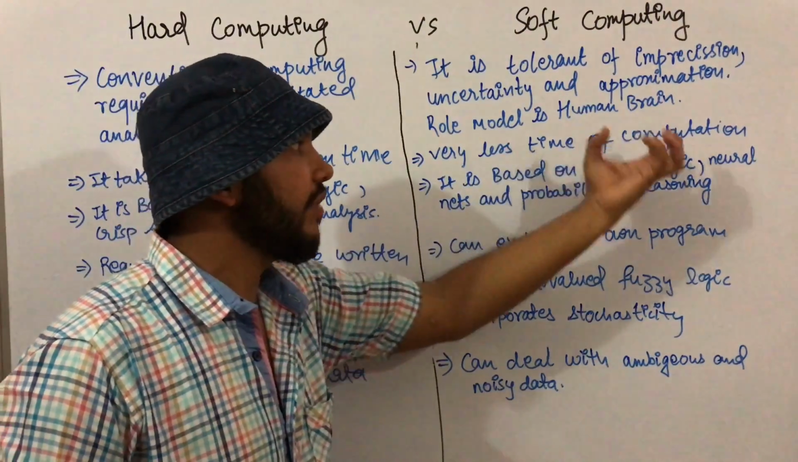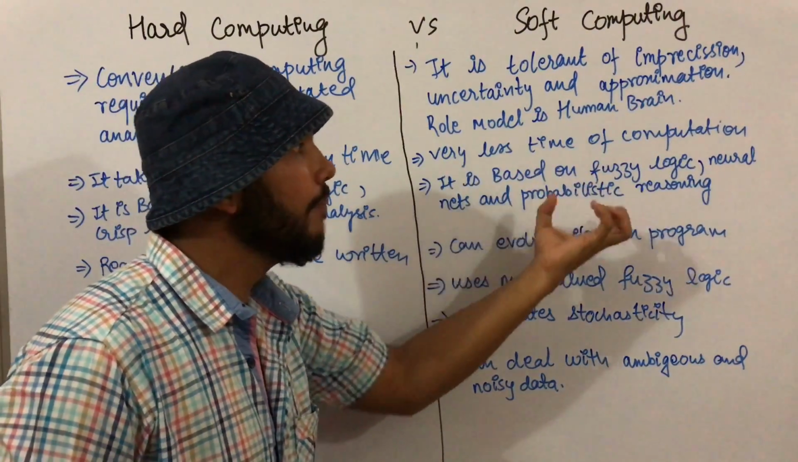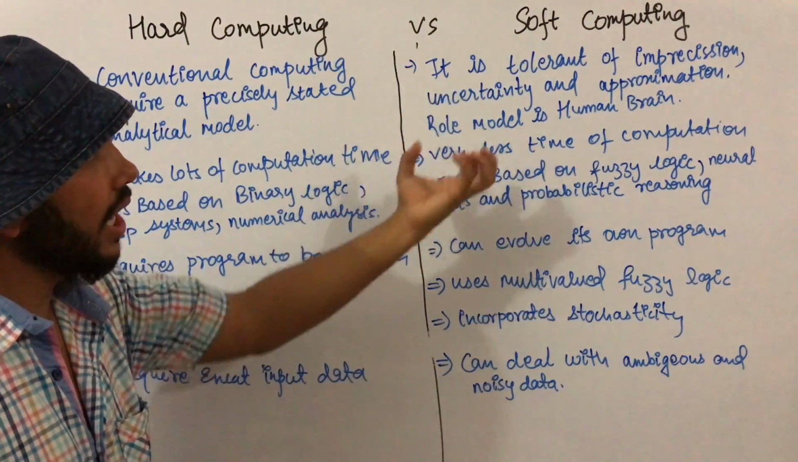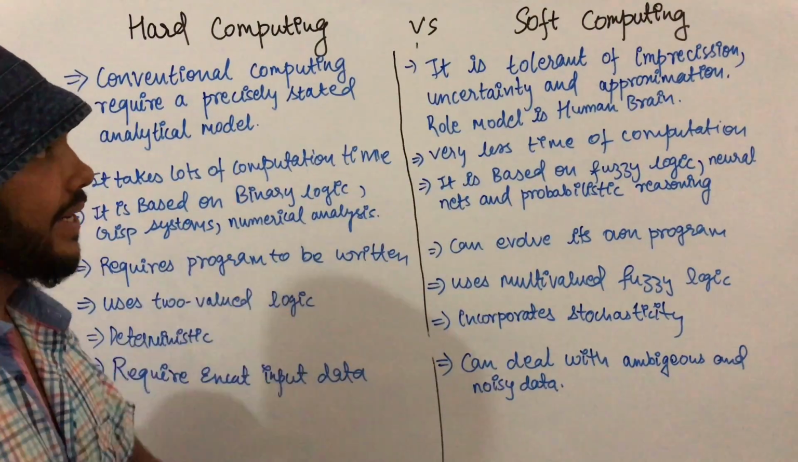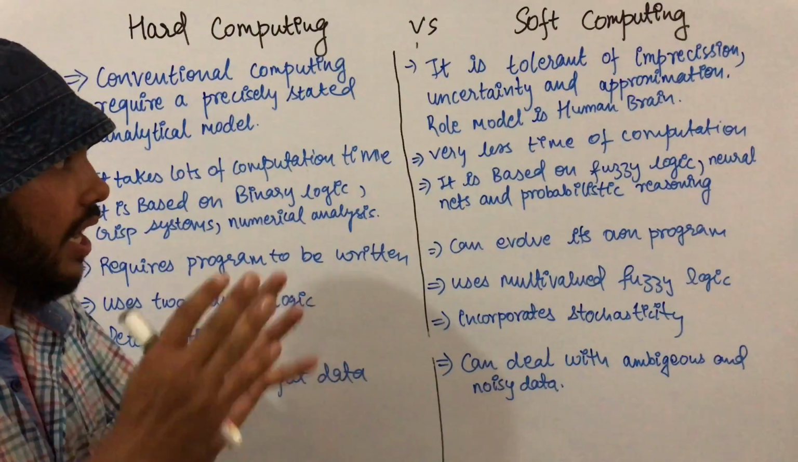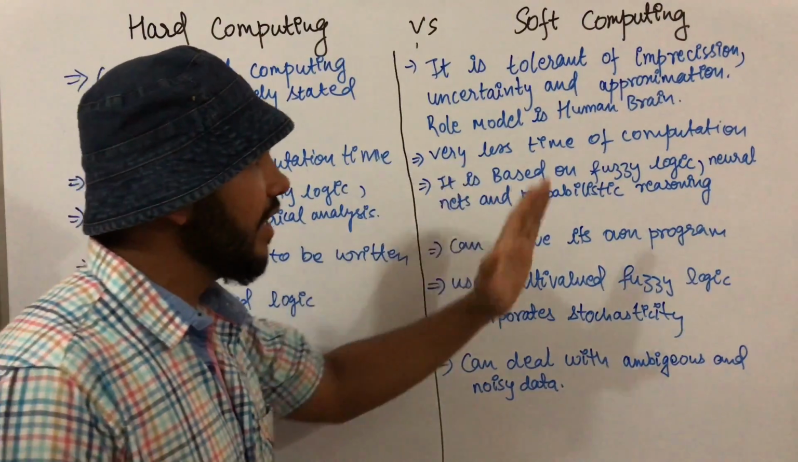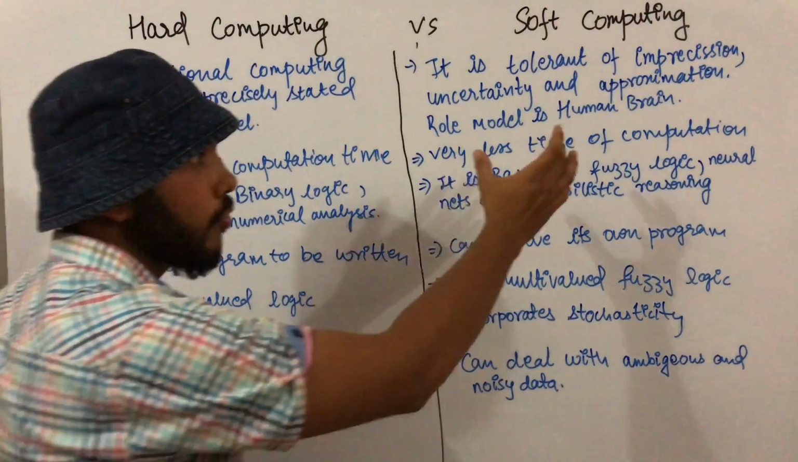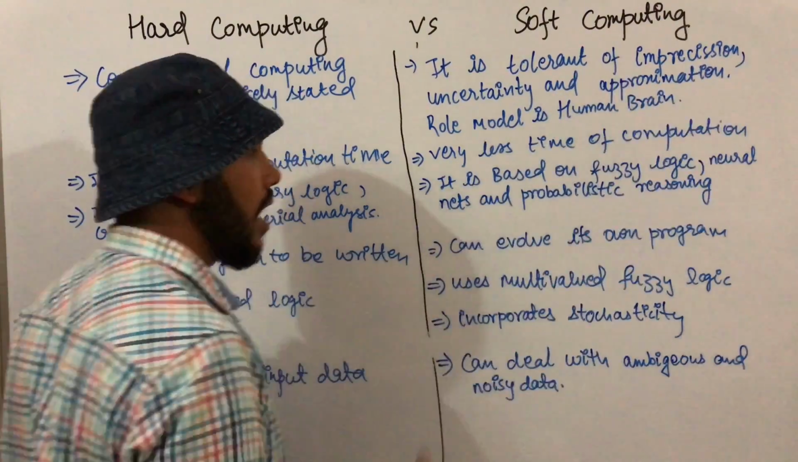Soft computing is based on fuzzy logic, neural nets and probabilistic reasoning. Obviously soft computing handles approximation and uncertainty. For solving uncertainty, probabilistic reasoning and fuzzy logics are used.